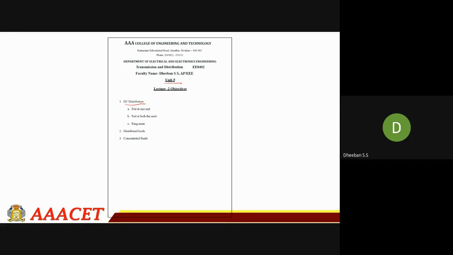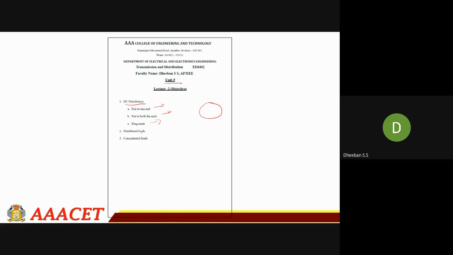This distributor is also classified into three types. One is fed at one end, when the source, sorry, not the load, the source, is fed only at a single end. Next is fed at both the ends. Next is the ring main configuration, which is just like a circular ring.